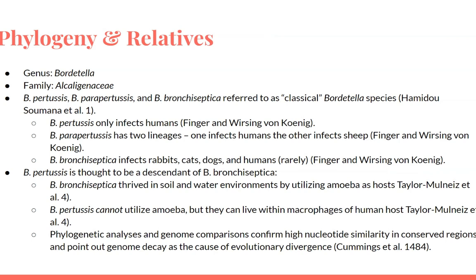Phylogenetic analysis suggests that Bordetella pertussis evolved from Bordetella bronchiseptica, which thrived in soil and water environments using amoeba as hosts. Unlike Bordetella bronchiseptica, Bordetella pertussis exclusively infects humans, which is again likely due to genome decay eliminating its environmental survival capabilities. Instead, Bordetella pertussis retains a unique ability to survive within macrophages.